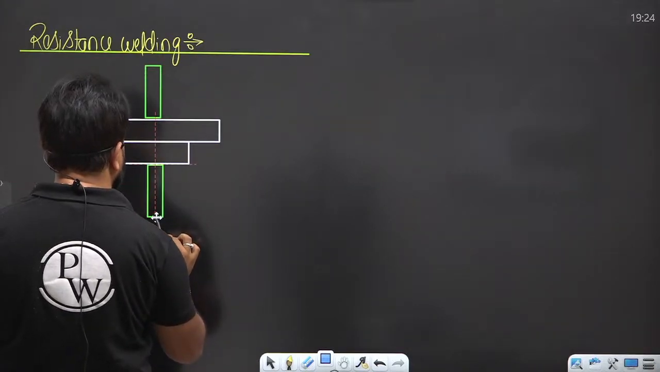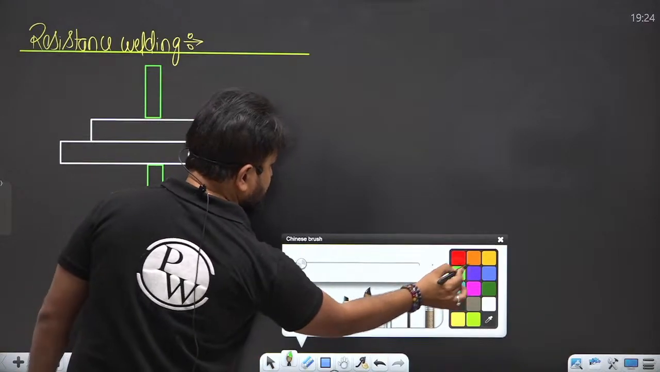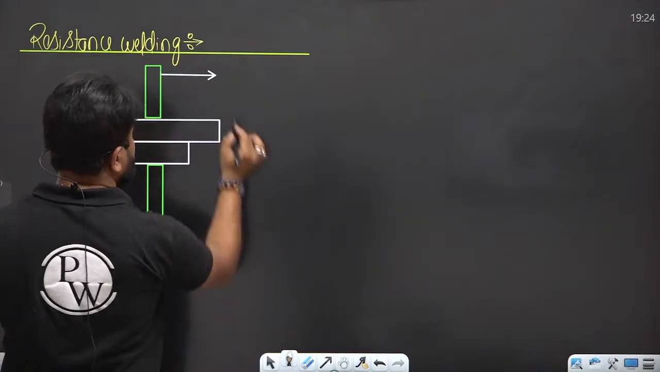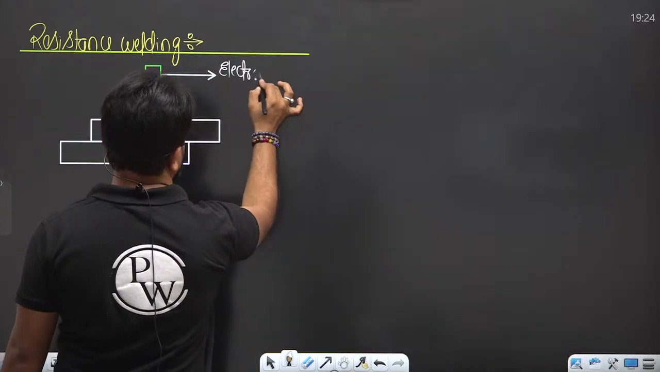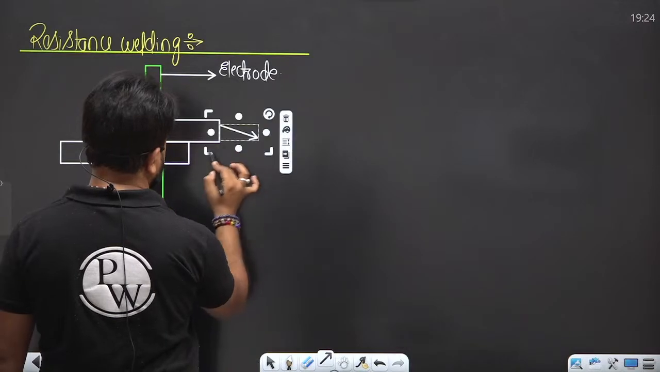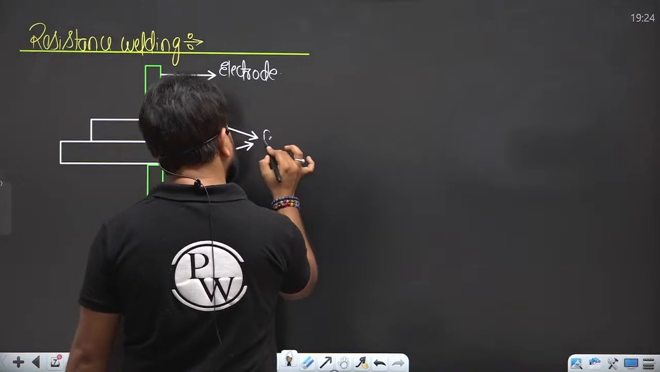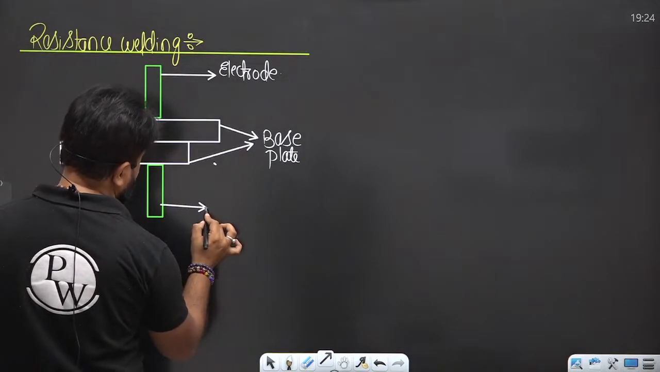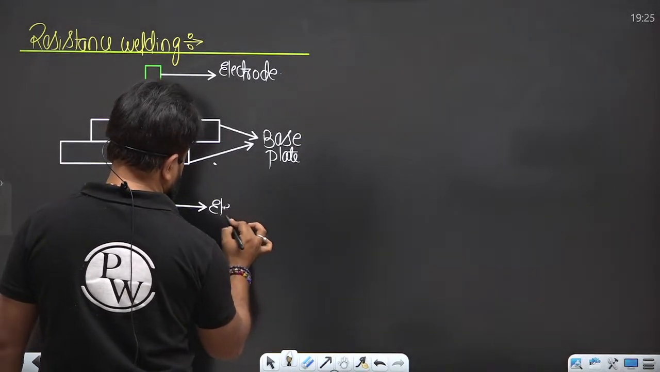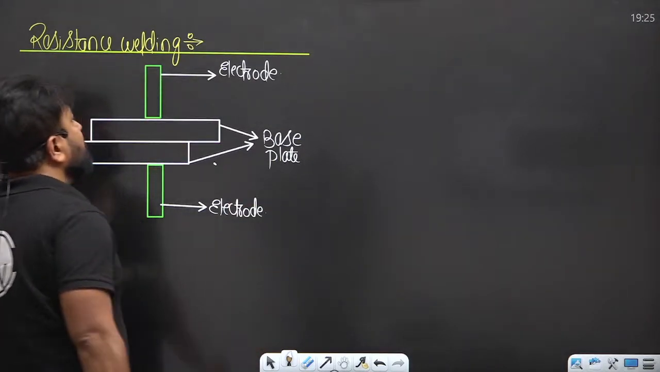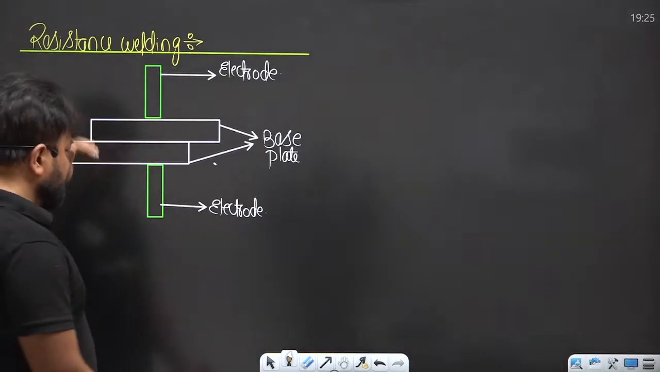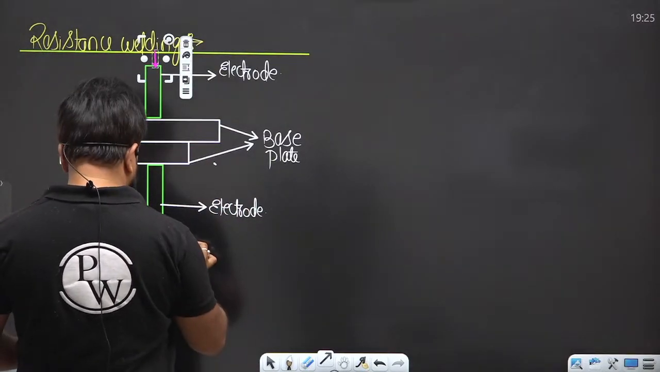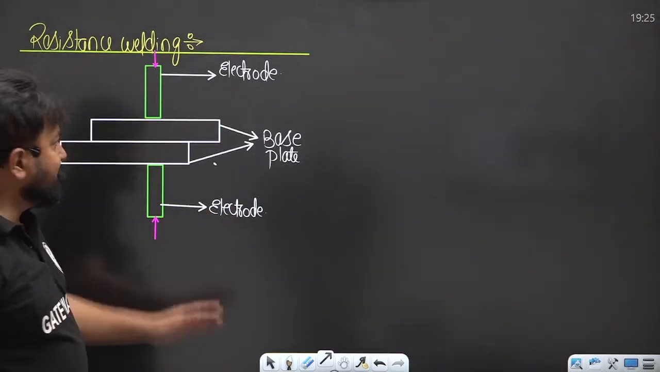These are the base plates. With the help of the electrodes, we apply pressure, and the current is supplied.